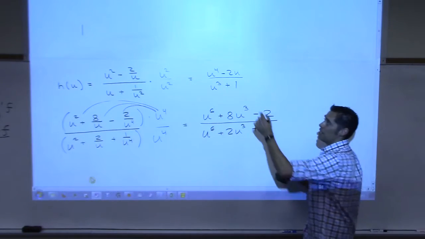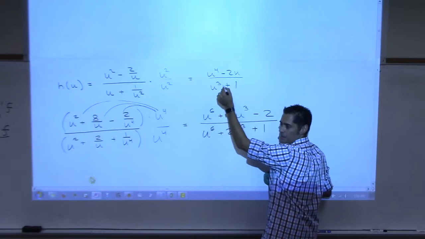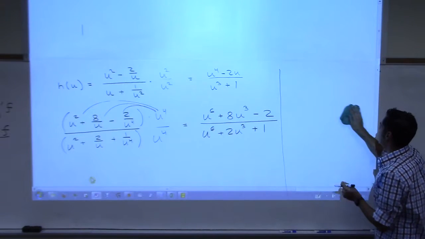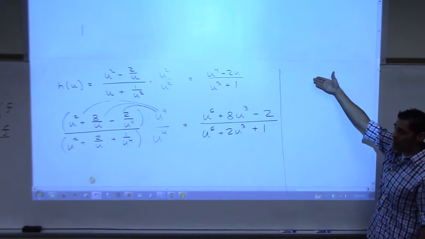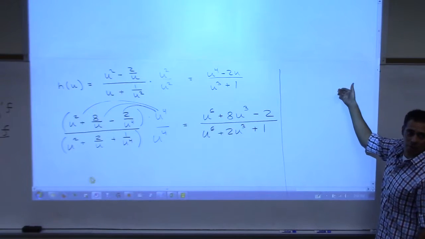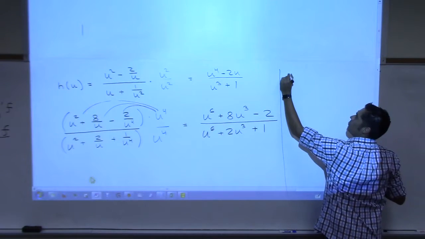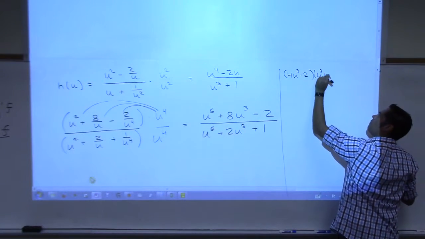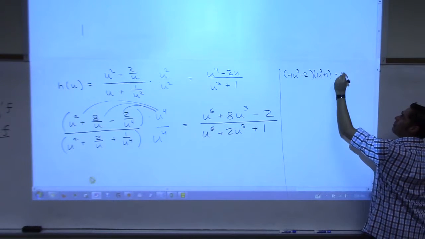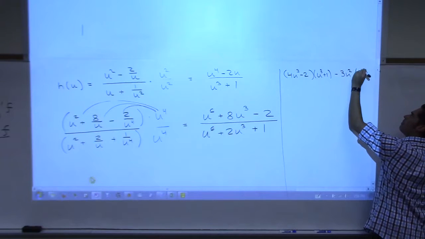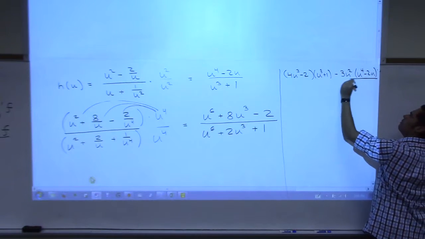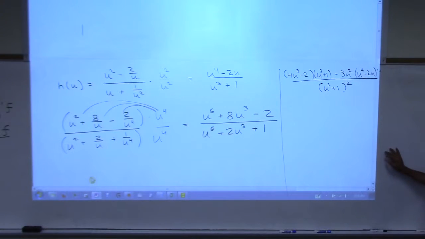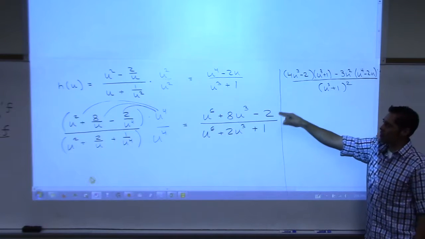Now imagine if I asked you to take the derivative of this, which is what the original problem was asking. What would the derivative of that be? Let's see how fast you can regurgitate this. Derivative of the top times the bottom, minus derivative of the bottom times the top, over the bottom squared. What's the derivative of the top? 4u cubed minus 2, times the bottom, minus derivative of the bottom times top, all over bottom squared.